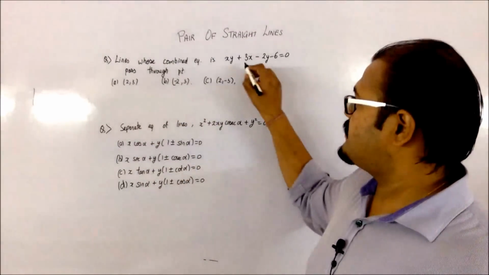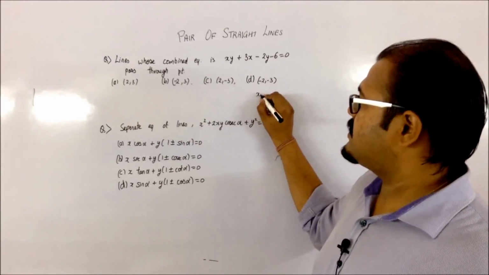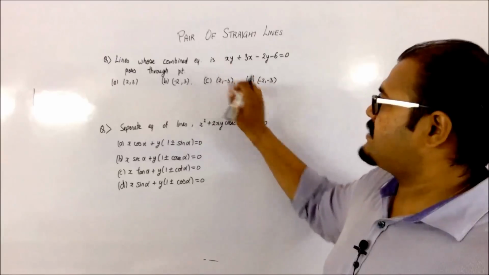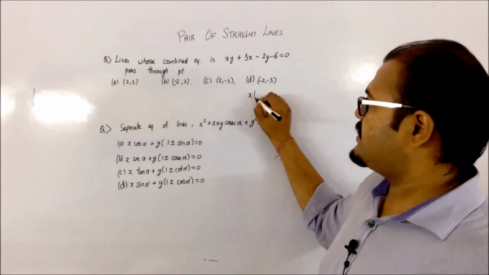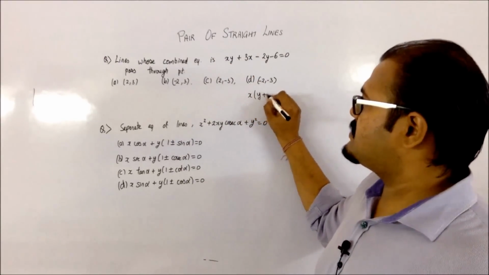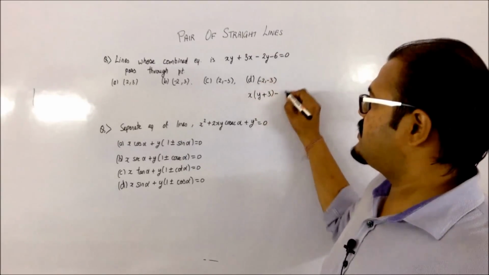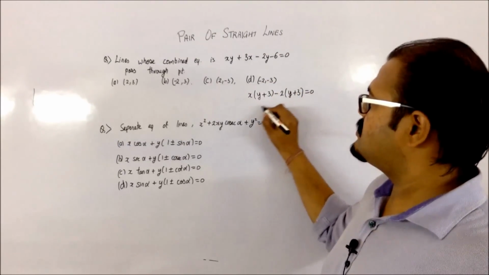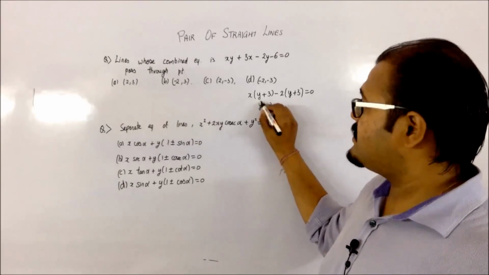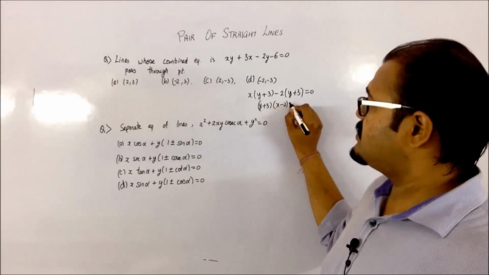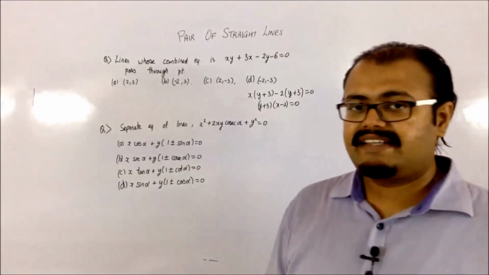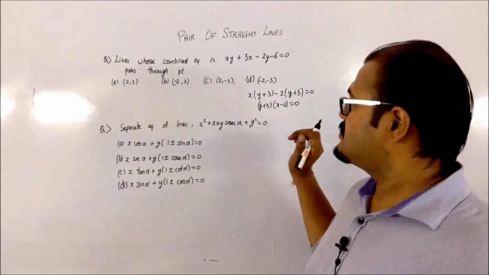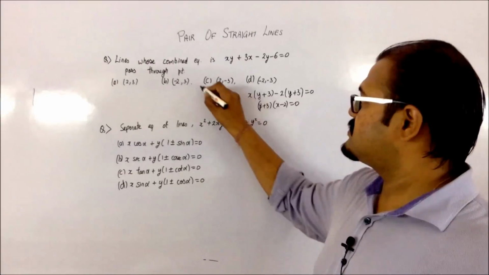So what I will do is I will consider the equation, that is xy. I can just take x common from here. If I take x common, I will get y plus 3, minus, if I take 2 common, I will get y plus 3 equals 0. So I am getting y plus 3 into x minus 2 equals 0. So I am getting the values as x equals 2 and y equals minus 3. So my option should be C.